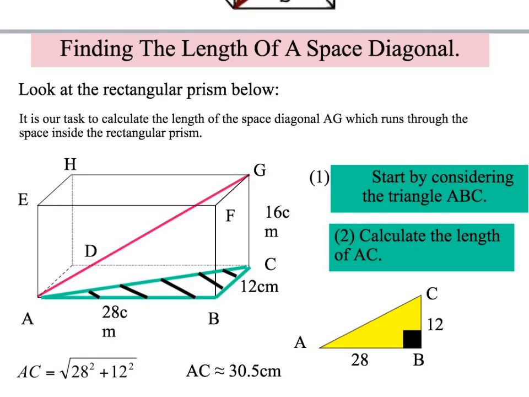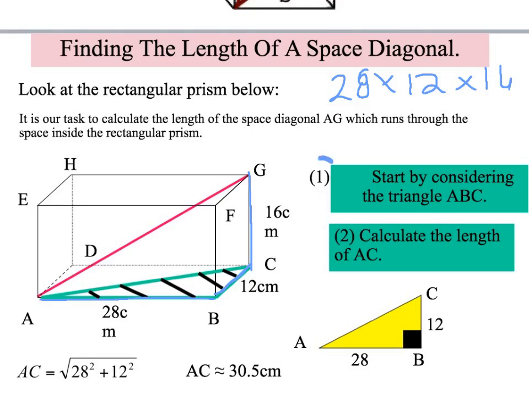Alright, so they give you a rectangular prism with this side being 28, this side being 12, and the height being 16. So it's a 28 by 12 by 16 rectangular prism. And you've got to figure out the length of the space diagonal. So there's two ways you can do it. The first way is to use the Pythagorean theorem twice to figure out the space diagonal. So that's the way that we're going to try first.